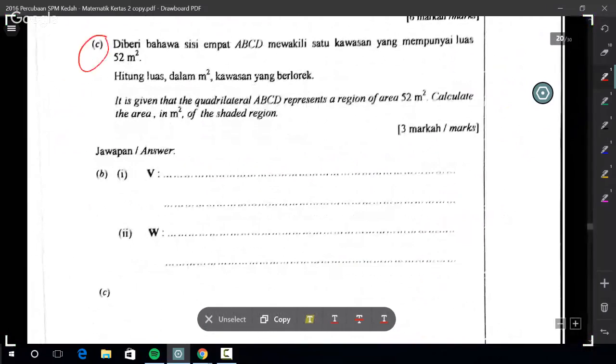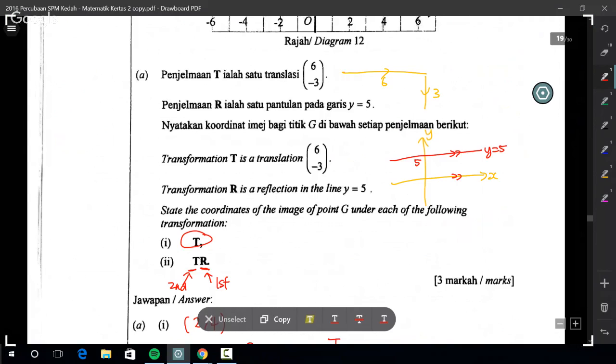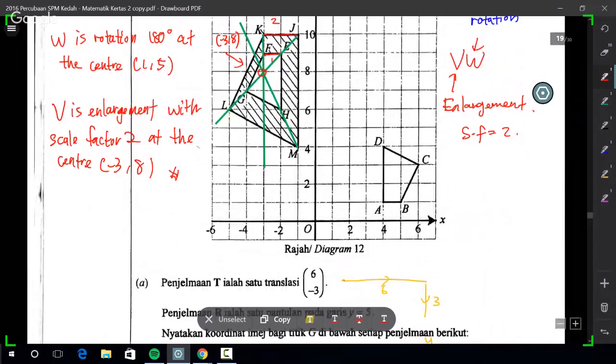We still have part C. It's given that the quadrilateral ABCD represents the area of 52. Calculate the area of the shaded region. We know ABCD basically is the object, so the object is 52. Now they want to find the shaded area. In order to find the shaded area, we use the image minus the object. Object is 52. Image minus the object, then I can get the shaded area.